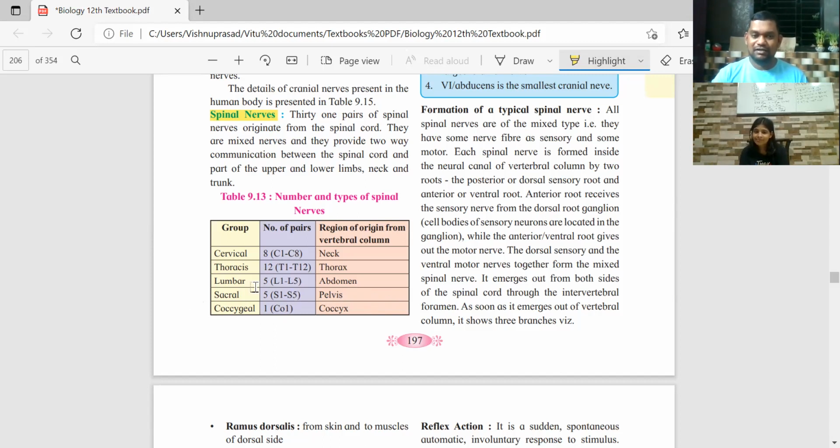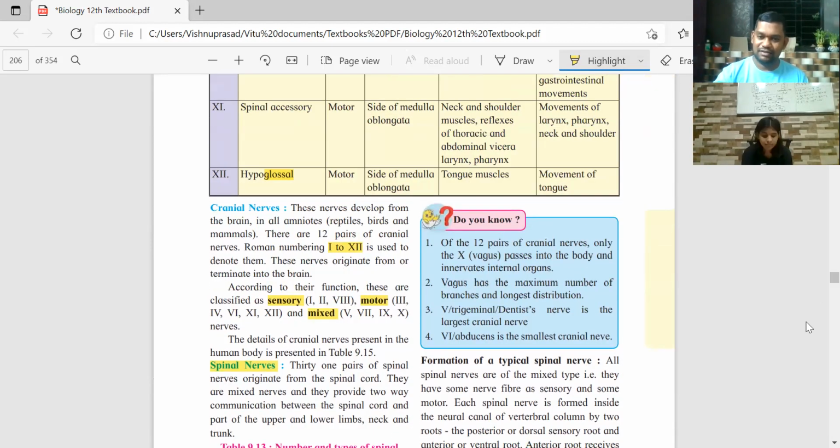If you see the spinal nerves, they are divided into 5 groups. Cervical, there are 8 pairs. Thoracic, there are 12 pairs. Lumbar, 5 pairs. Sacral, 5 pairs. Coccygeal, 1 pair. Together it is 31 pairs. 8 plus 12 plus 5 plus 5 plus 1 gives you 31 pairs. Do you understand? Remember them well along with their locations. See, some interesting points.